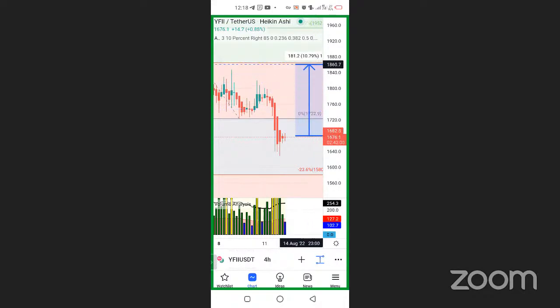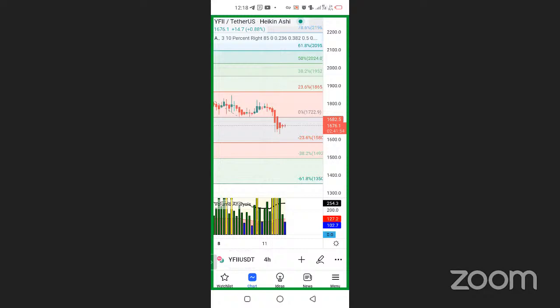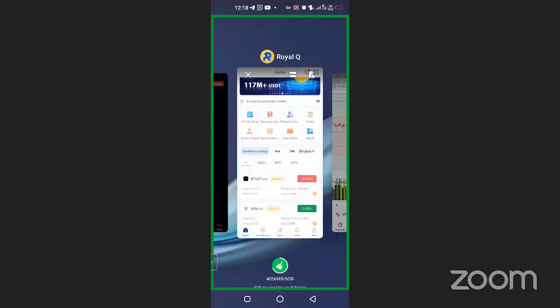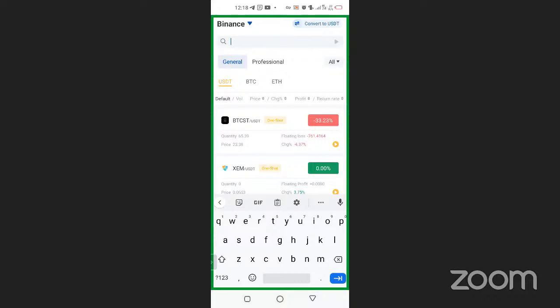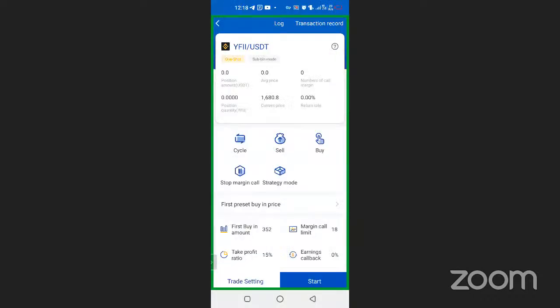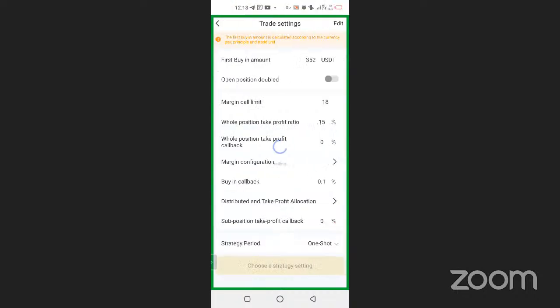But if it goes against me, I'll open margin calls. I hope you get the mindset I'm using. I open margin calls at the 23 line here up to here. So I'll pick up my trade. I go to my Royal Q. I look for YFI. I don't compare. I don't trust. I don't chase profit. So I say, okay, trade settings, how much do I want to expose?